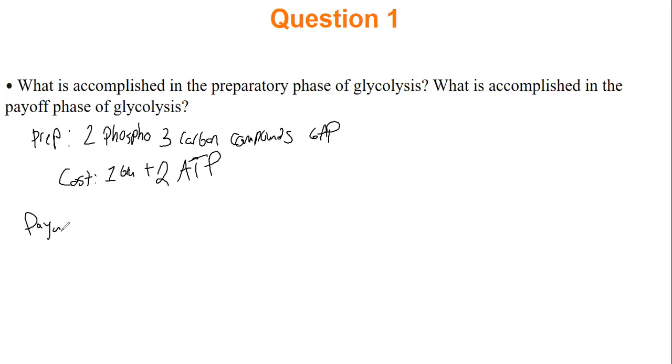Payoff, we get 2 pyruvate out and 4 ATPs and 2 NADH. So in a nutshell, that is glycolysis, the important bits.